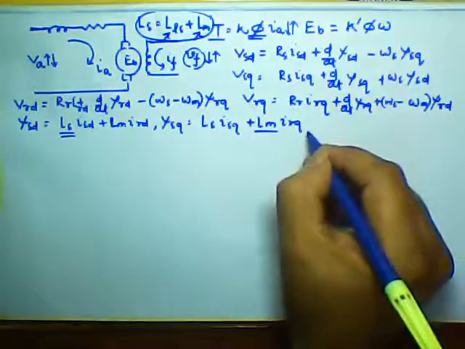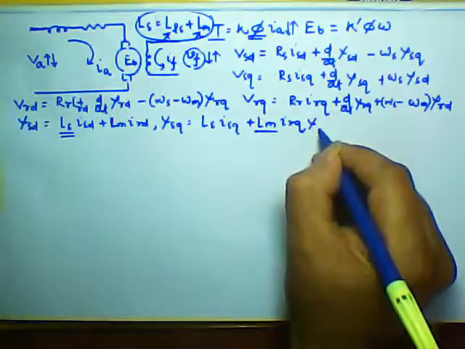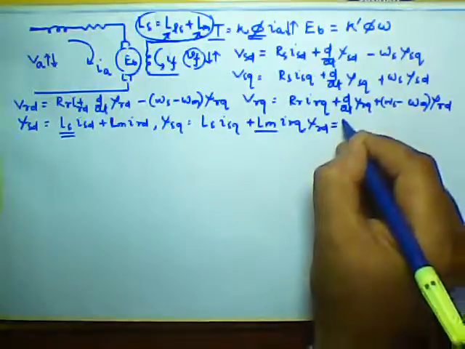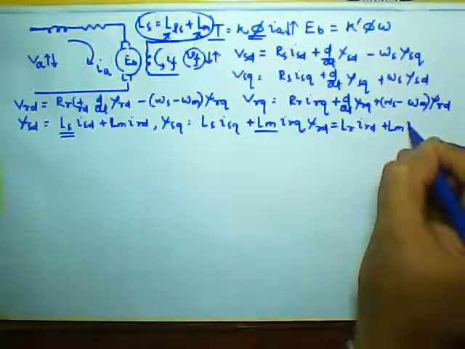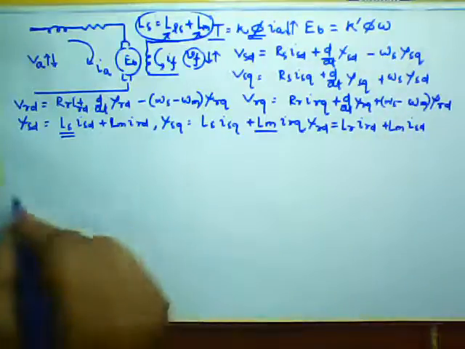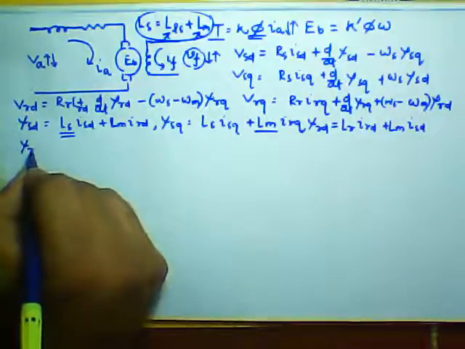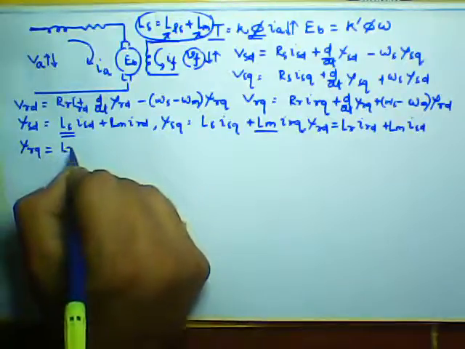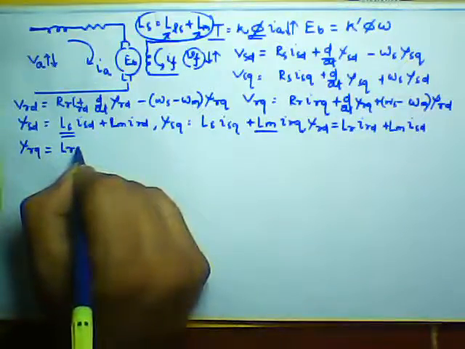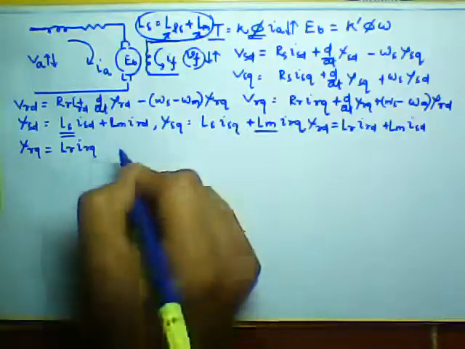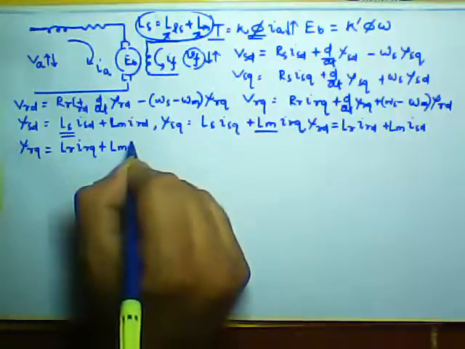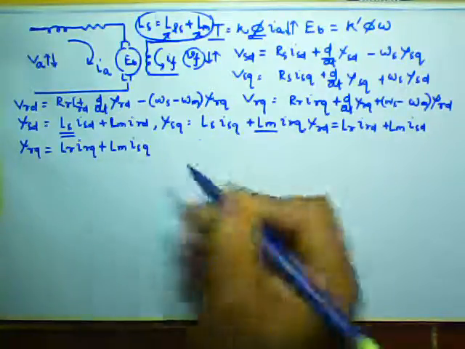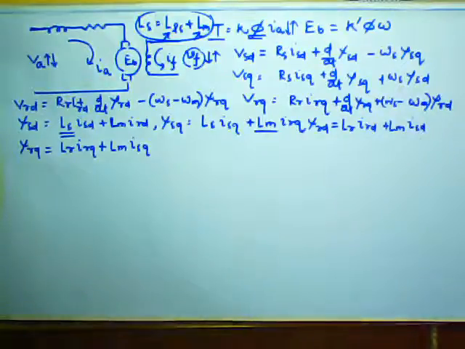Similarly, for the rotor, psi RD is equal to LR IRD plus LM ISD, and psi RQ is equal to LR IRQ plus LM ISQ. So these are the flux equations of the machine.